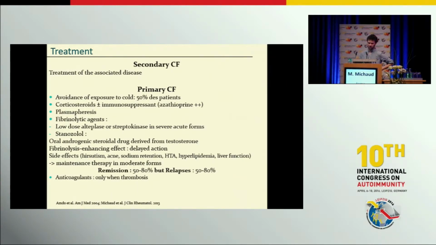Plasmapheresis can be efficient in a patient with severe manifestation, as well as the use of fibrinolytic agents such as alteplase or streptokinase. Stanozolol can also be used because it has a fibrinolysis enhancing effect. It can be used as a maintenance therapy in moderate form, but there are side effects and the action is delayed. Remission is achieved in the majority of patients, but with frequent relapses. Anticoagulants are only used in case of thrombosis.